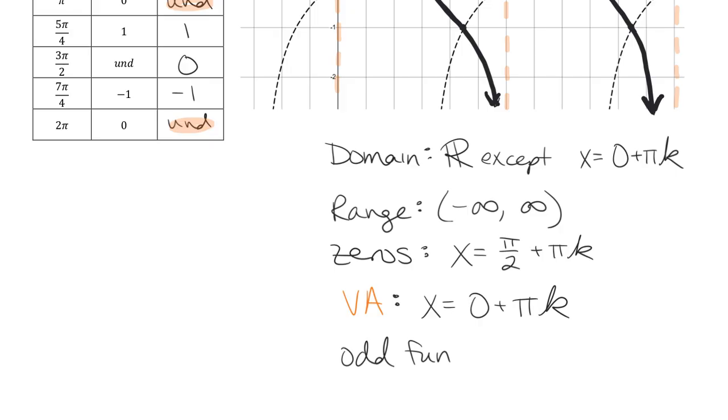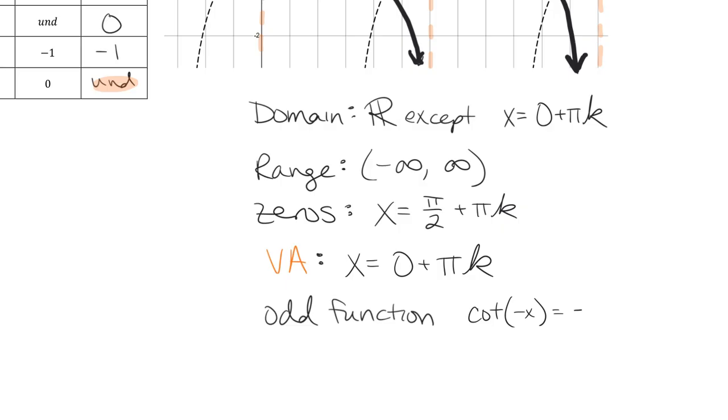Because tangent is an odd function, it also makes cotangent an odd function, which means we have rotational symmetry about the origin, and that cotangent of negative x would be the same thing as negative cotangent of x. That I can put in a negative input value and get the opposite output value. That's the definition of rotational symmetry or odd functions.